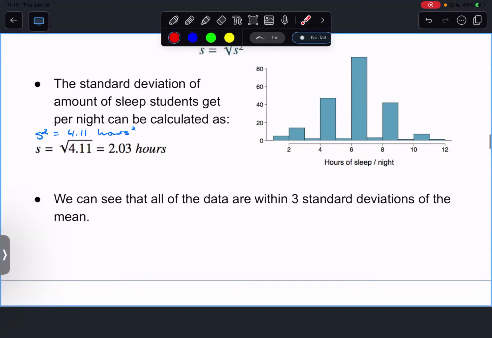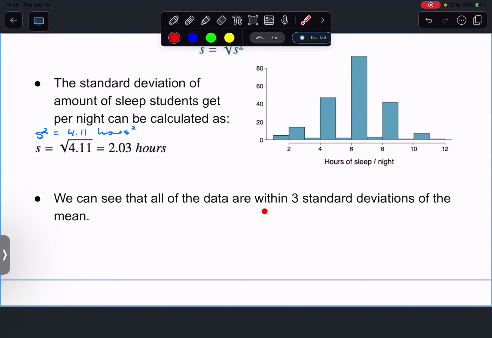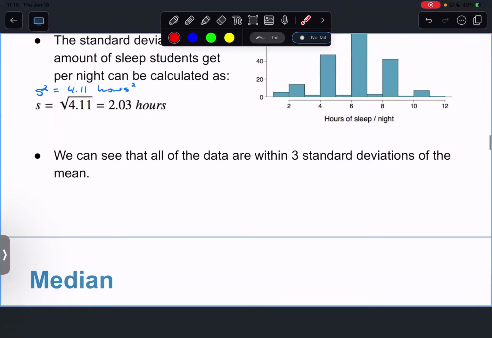And so this is kind of foreshadowing, but we'll see that all the data are within 3 standard deviations of the mean. Okay, so that's kind of a fun property. We will find that most data fits within 3 standard deviations from the mean, but we're not going to see that again until I think it's chapter 4 or something. But now you know.